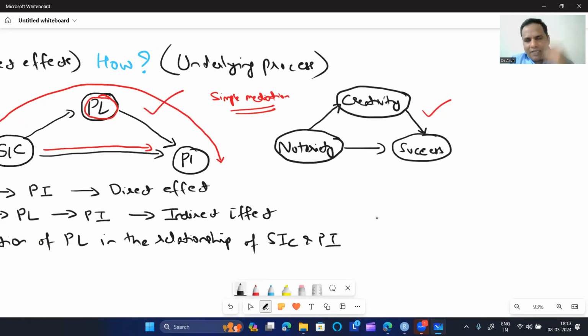Now a new person came and said, no, something is still missing in this model. The new person says, notoriety leads to creativity and creativity leads to success, that is fine. But don't you think that notorious people are more risk taking in life? So a new researcher came and he extended this model.